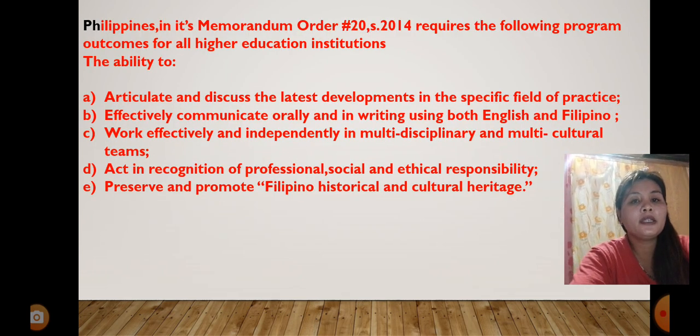The Philippines, in its Memorandum Order Number 20, Series of 2014, requires the following program outcomes for all higher education institutions. The ability to: A. Articulate and discuss the latest developments in the specific field of practice. B. Effectively communicate orally and in writing using both English and Filipino.